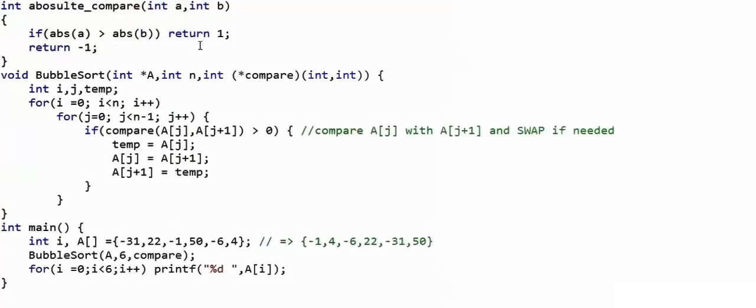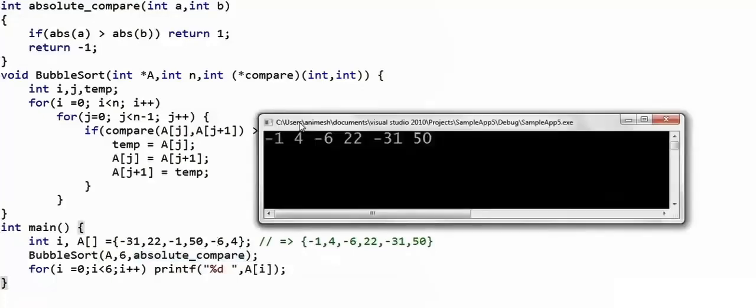Let's now use this function to sort this array. I have a minor spelling error here. Okay, instead of passing this compare function, I will now pass absolute compare in this call to bubble sort. This basically is passing a pointer to absolute compare function. Let's now run this program and see what happens. This is what I'm getting. The elements are sorted in increasing order of their absolute values.